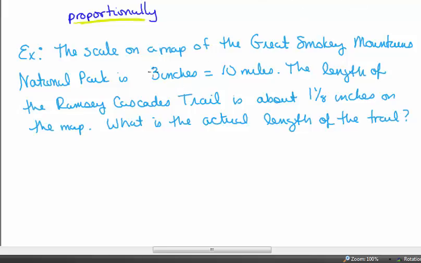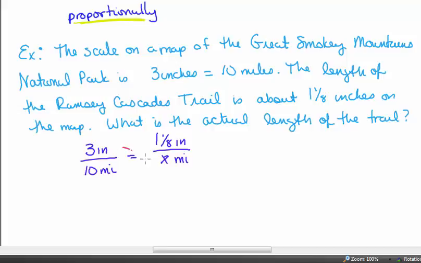Okay, so this has to do with maps. The scale on a map of the Great Smoky Mountains National Park is 3 inches equals 10 miles, and the length of the Ramsey Cascades Trail is about 1 1/8 inches. So we want to know what the actual length of the trail is, and you see this on the side of a map, the scale, and it tells you how many inches equals how many miles. So on this particular map, 3 inches is 10 miles, and we want to know how many miles 1 1/8 inches are.